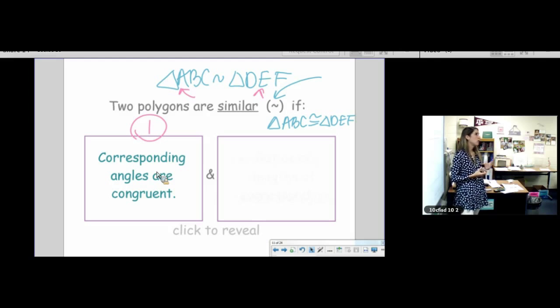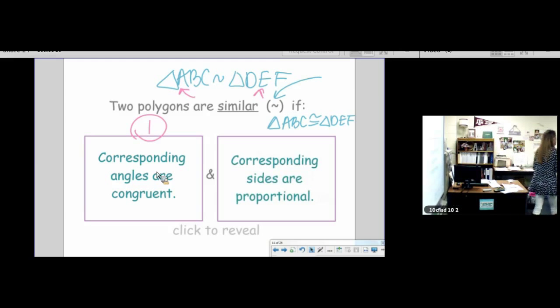Okay, but how long are they going to be? We had a slide two slides ago where you wrote down two words. It's one of those two words. Proportional. Very good. So the corresponding sides are not going to be congruent. They're going to be proportional. And we will practice that today. Have no fear. Corresponding sides are proportional.